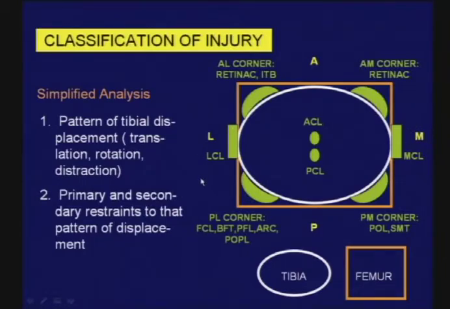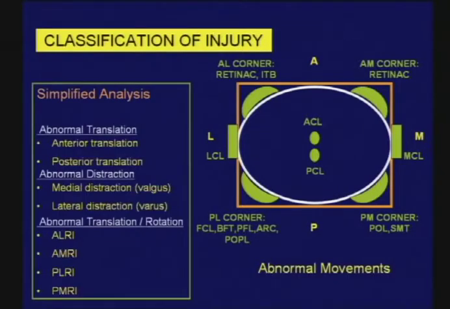And what we try to do as good detectives, or sleuths, is to use the marrow edema to kind of predict which way the tibia moved with respect to the femur, translation or rotation. And if, in fact, we do this, there are these particular possibilities. One can have abnormal anterior translation, abnormal posterior translation, two forms of distraction, valgus and varus, and four patterns of rotation, rotational injury of the knee. We've talked about ALRI and AMRI. These others are less common, and I'm not going to be covering them in detail.